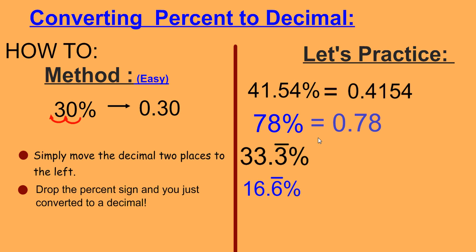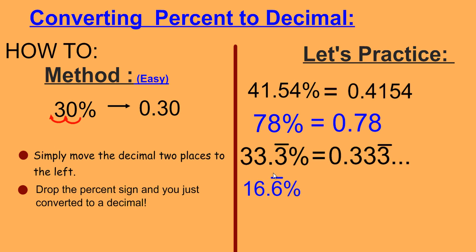Excellent. 78/100ths. We're just moving the decimal 2 places to the left. You could also put this number over 100 because percent actually means per 100. So 78 over 100 would be 78/100ths, written just like that. The next one.